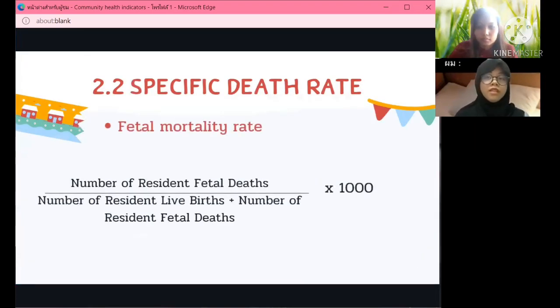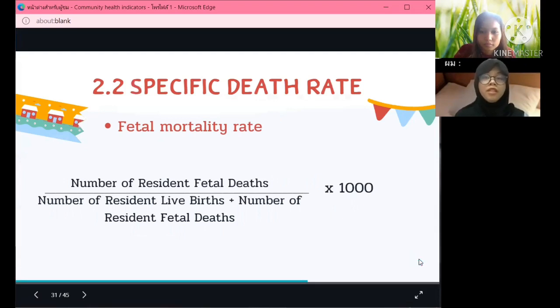The fetal mortality rate: the number of resident fetal deaths times 1,000, divided by the number of resident live births plus the number of resident fetal deaths.